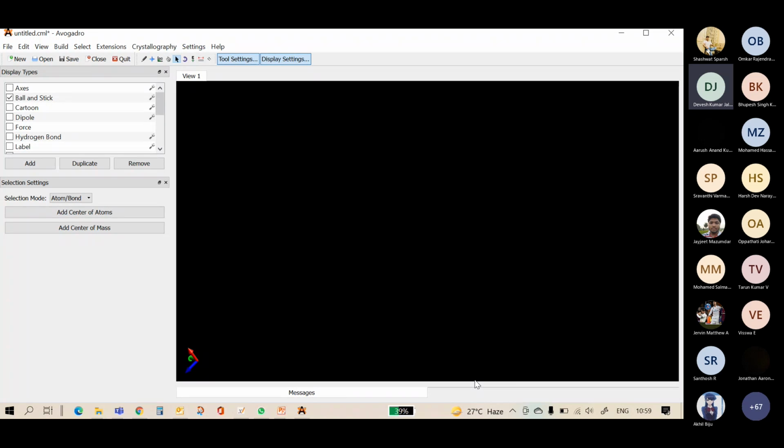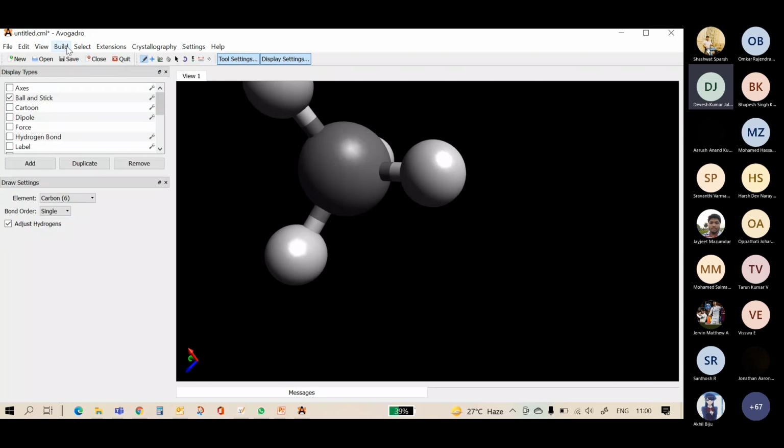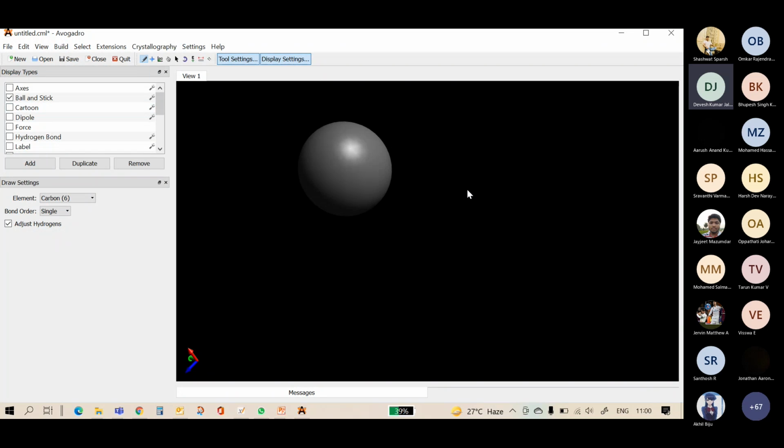So I demonstrated with carbon dioxide and water. Now let's do some complicated stuff. Click on the Draw tool. I'm going to draw cyclohexane. Here in Build, I'm going to remove hydrogens. I click on that. So first carbon. Let's remove the hydrogens.